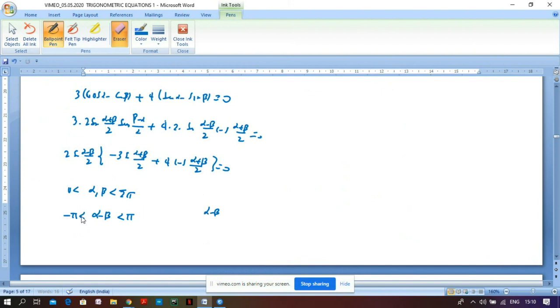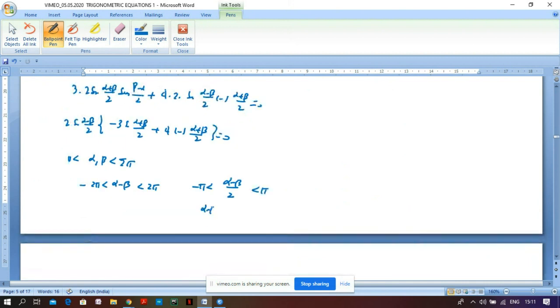And so you will find that alpha minus beta, so this is alpha minus beta, that also comes from minus 2 pi to 2 pi. And so alpha minus beta by 2 is from negative pi to pi, and since the numbers are distinct, alpha minus beta by 2 is not 0. And we want sine of alpha minus beta by 2 to be 0.